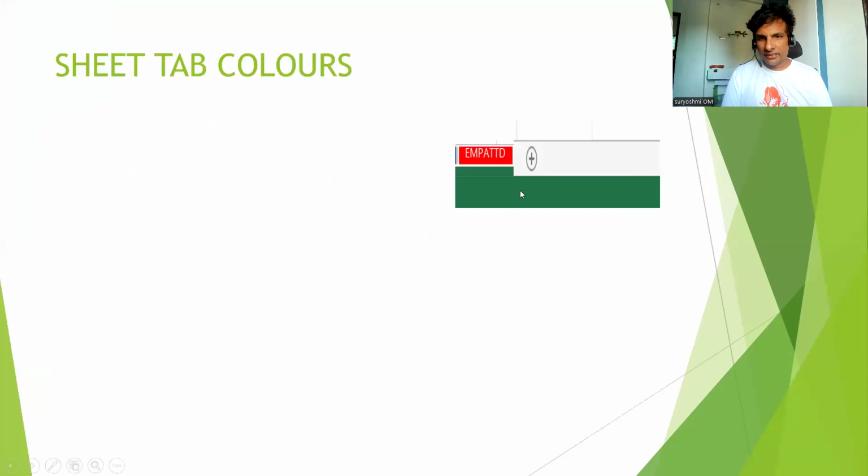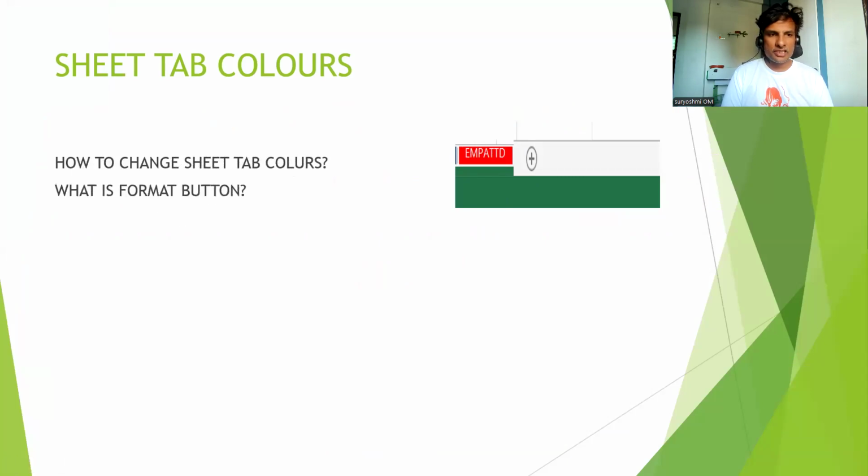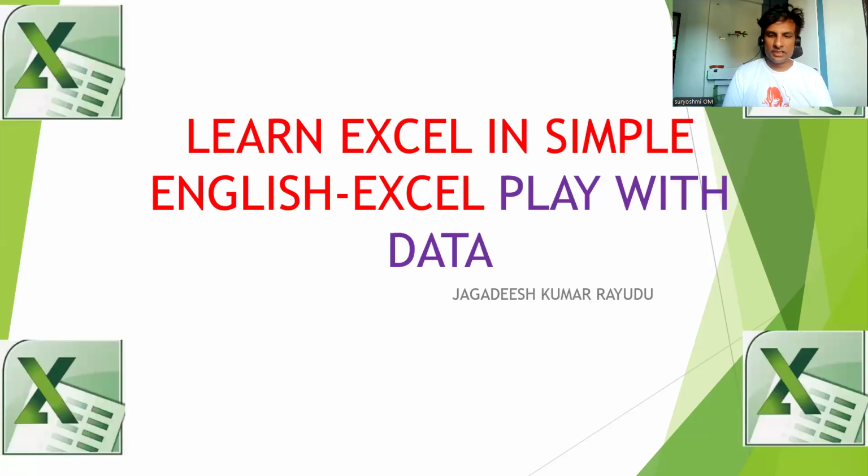This is the place where yesterday you learned how to insert a sheet. Now, how to change this tab color like this. Let's try to check this. The first one is how to change sheet tab colors. What is the Format button, and the different ways. But let's see two popular ways, that's what I told you.